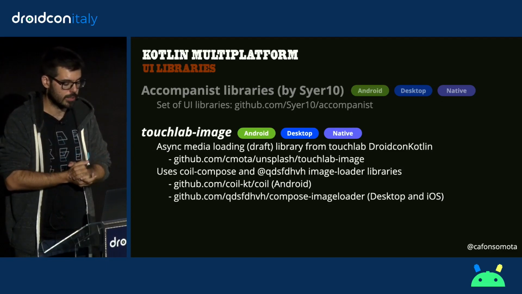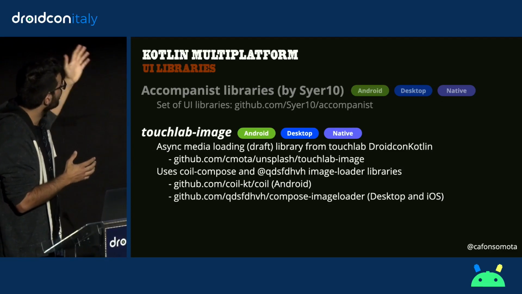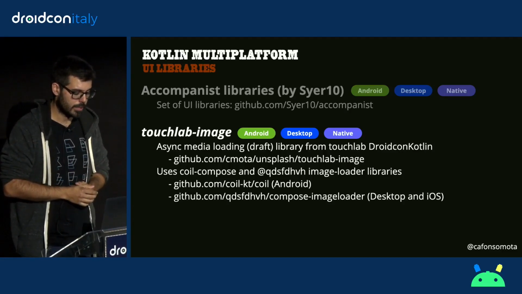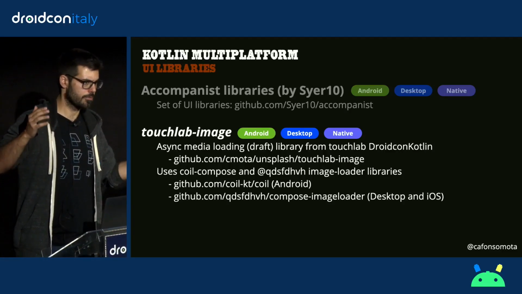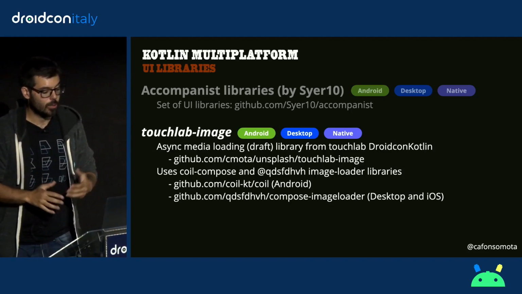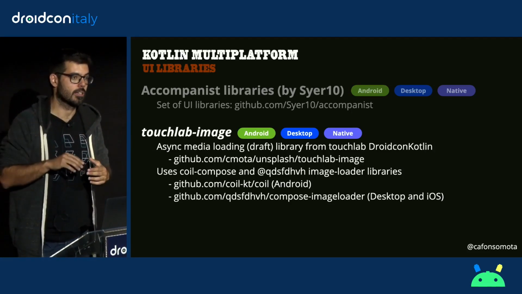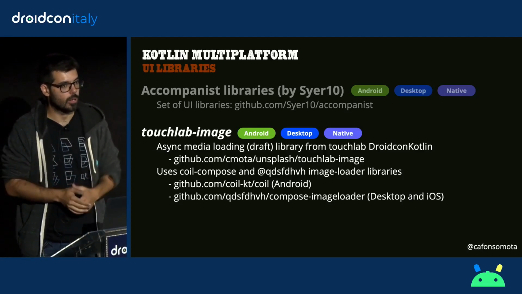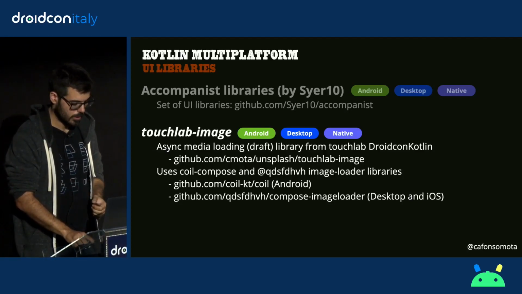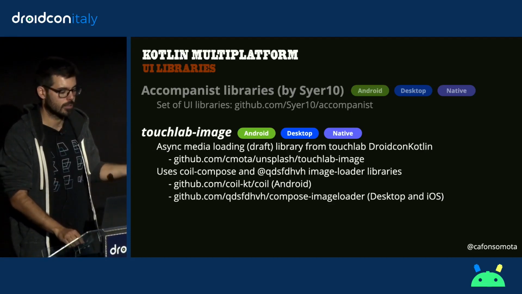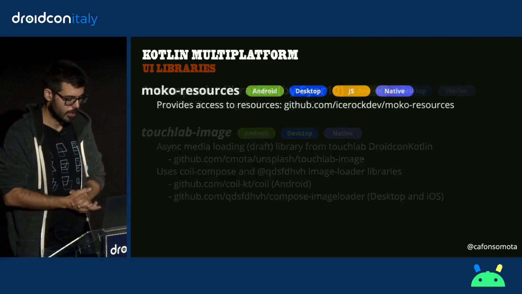And basically what they did was they're going to use Coil for Android, Coil Compose, and then they're going to use a library made by the user KDSFDHVH. That's called the Compose Image Loader, and depending if you're running on one platform or the other, you're going to use one library or the other. So I grabbed all of these files, made a few changes for the project, and called it TouchLab image.